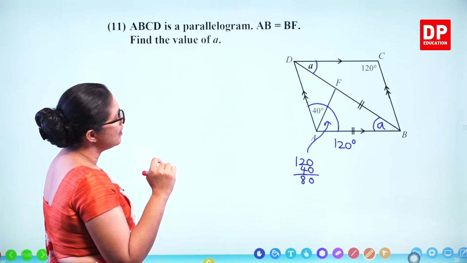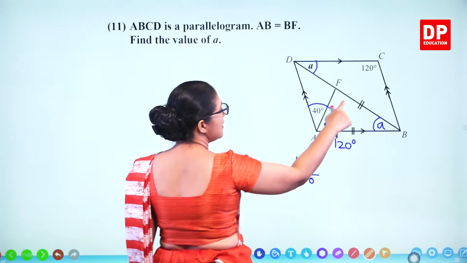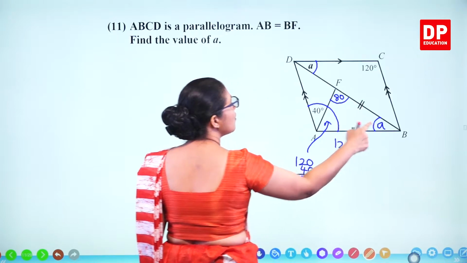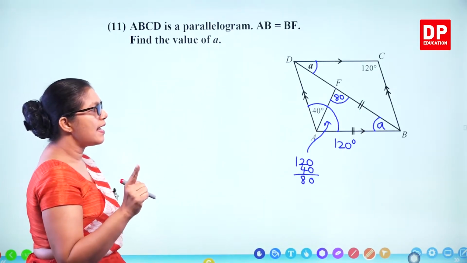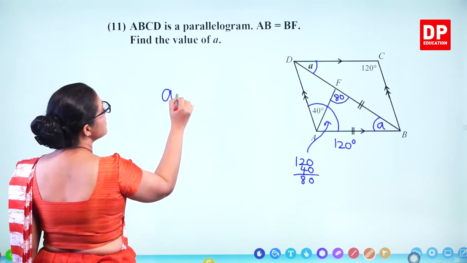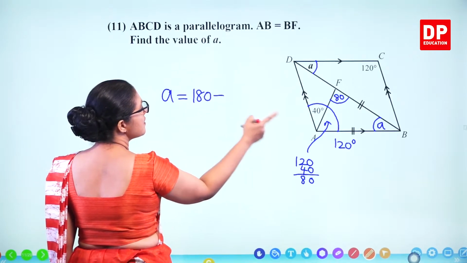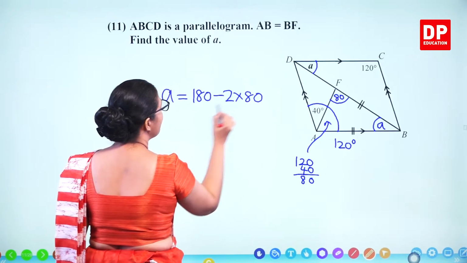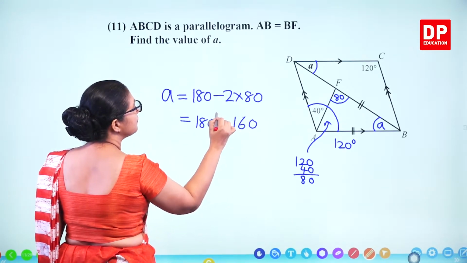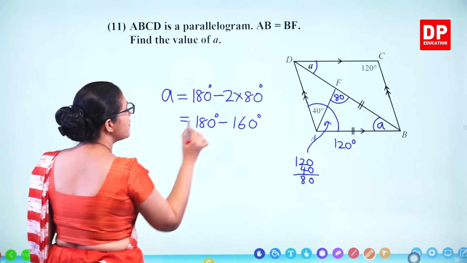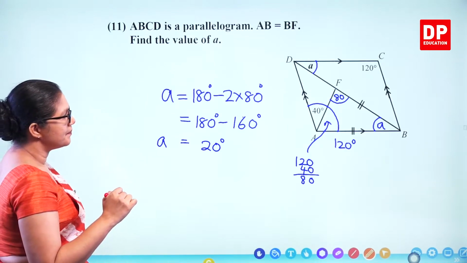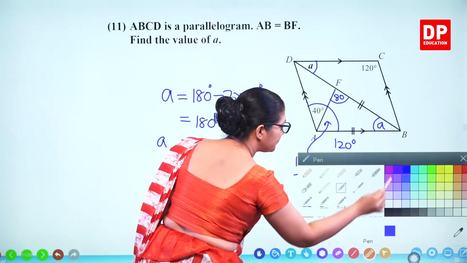Now what else can we do? If this is 80, these two lengths are equal, isosceles triangle. This is also 80. You can find the A value. So what is A? 180 minus 2 times 80. So A is equal to 180 minus 2 times 80. So 180 minus 160. So these all are degrees. So this is 20 degrees, the A value. So 2 marks for that.